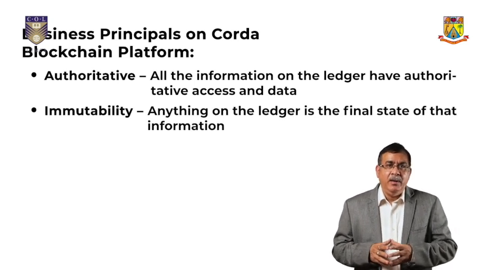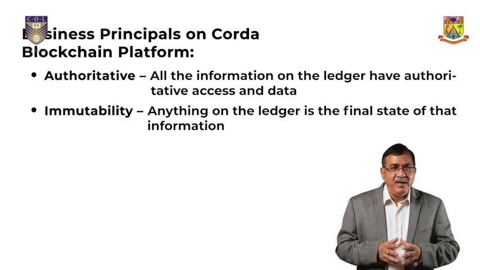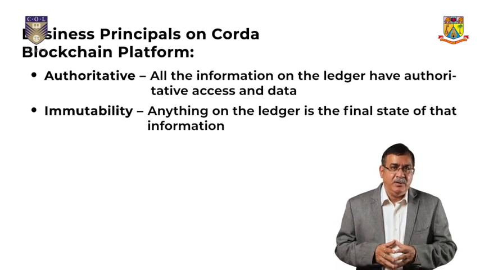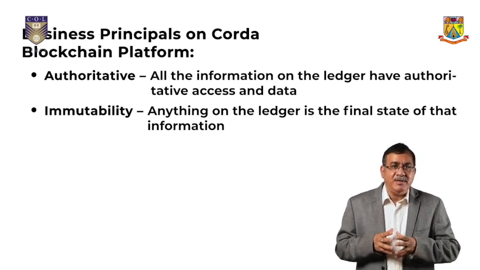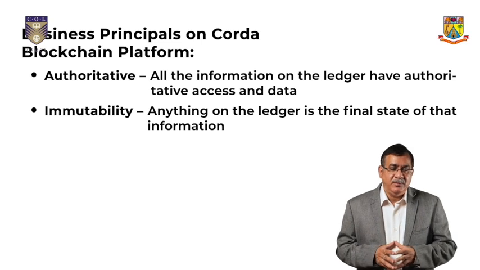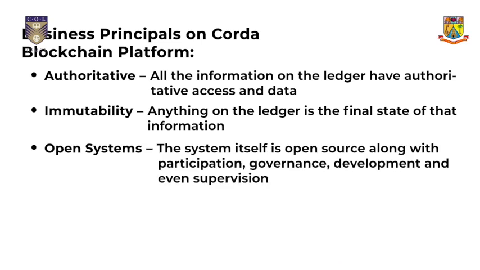Immutability. Anything on the ledger is the final state of that information. No one can change that. But if there was an error, then the users need to go through a subsequent transaction to change it. Open systems. The system itself is open source along with participation, governance, development, and even supervision. This kind of system ensures the diverse use cases of the platform.